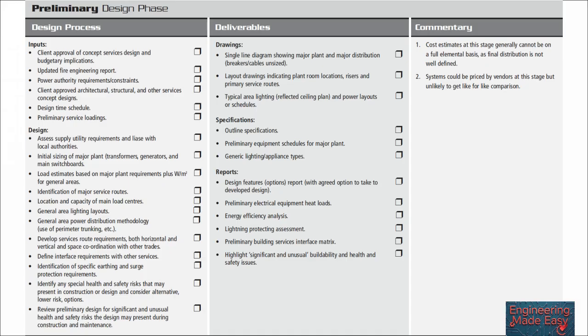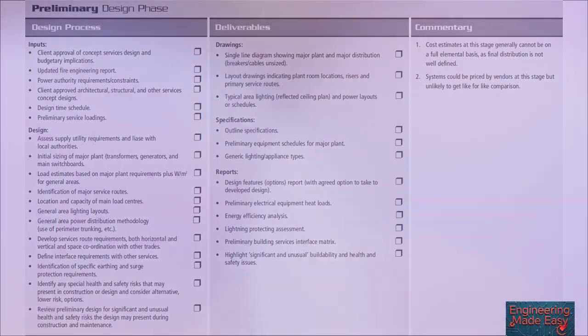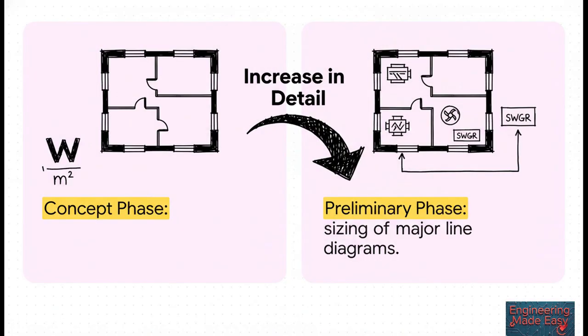We're talking about initial sizing for major equipment, like transformers and generators. And check out the deliverables. For the very first time, we're seeing single-line diagrams. These are basically the first electrical roadmaps for the building. They show how power gets from the utility pole to the outlets, even if all the little details aren't filled in yet.